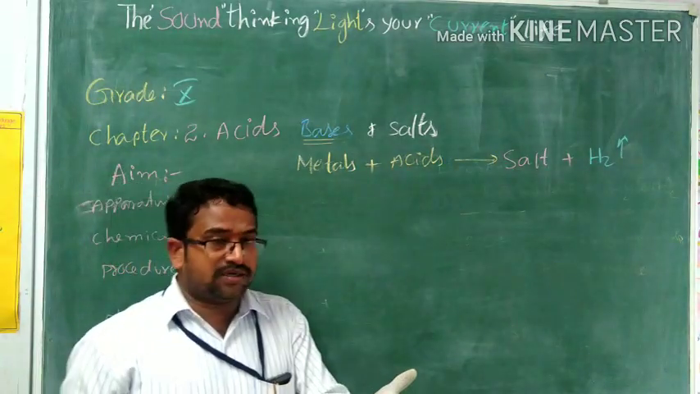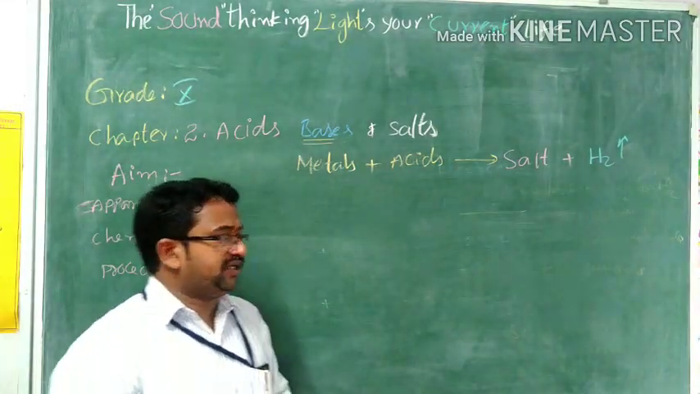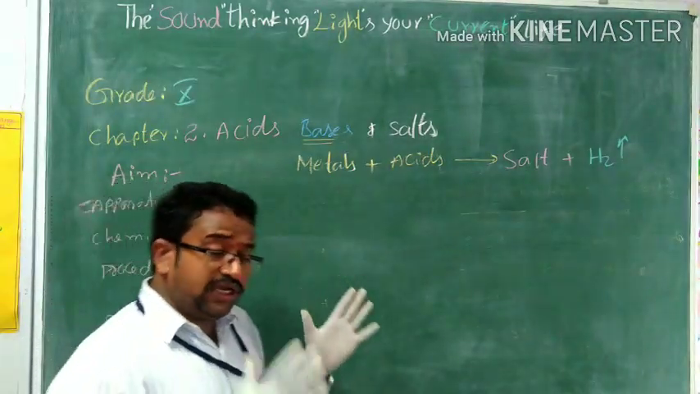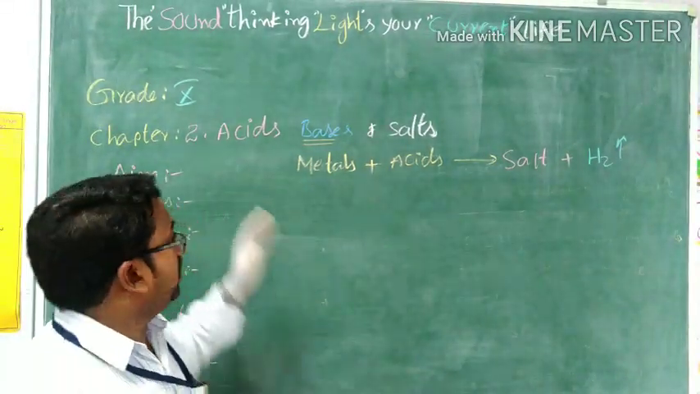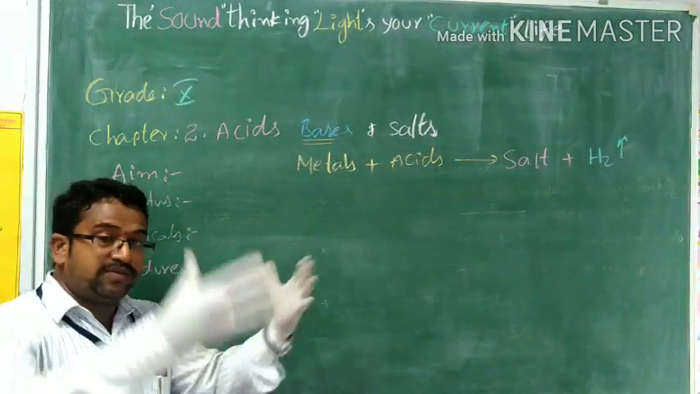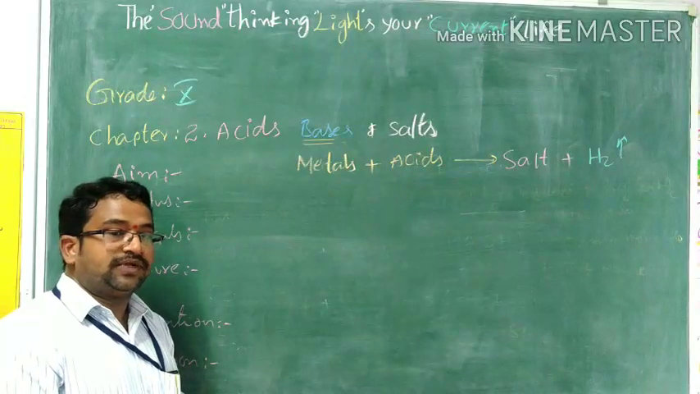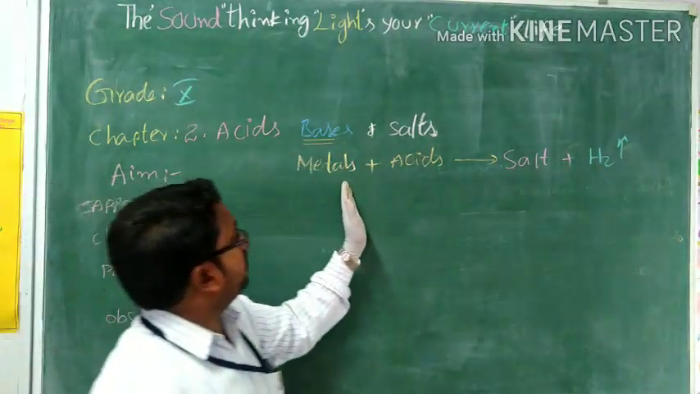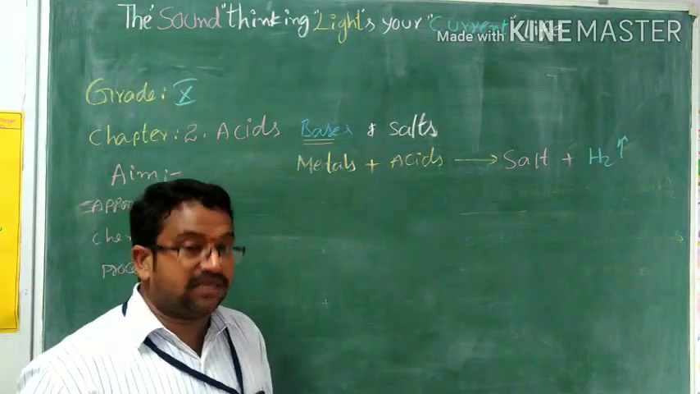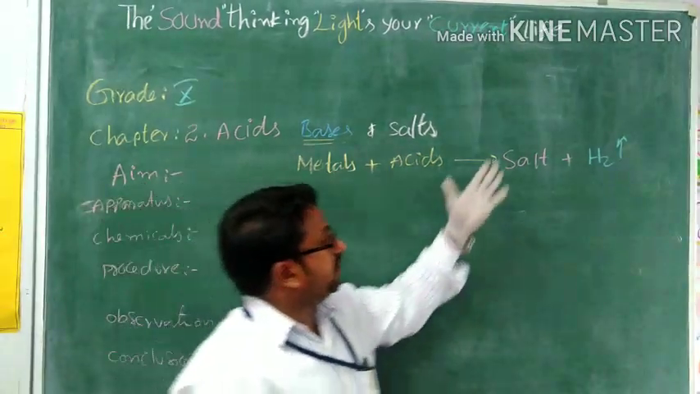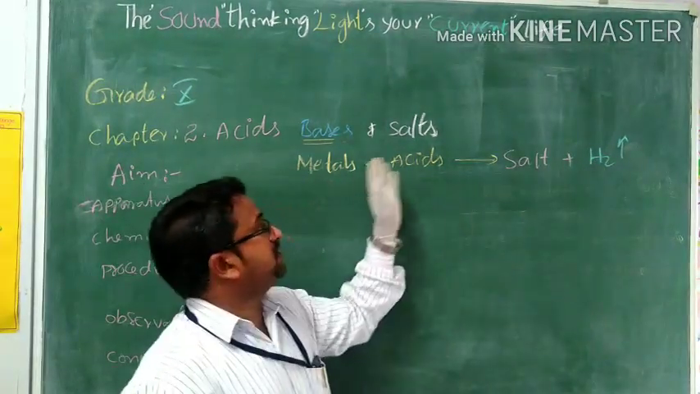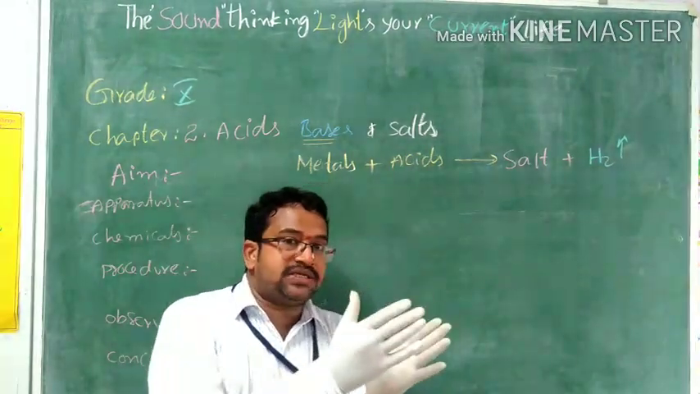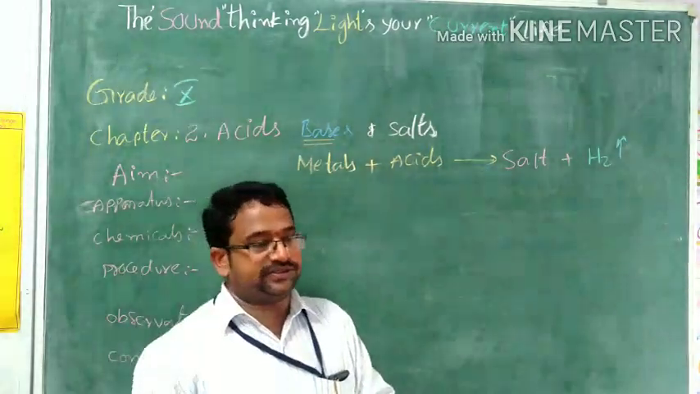Now, if it comes for 4 marks as an activity, any activity, what is the first thing? Aim. What is our aim? The aim is there in the question itself. What is the question? What happens when metals react with acids? Or the question is: show that hydrogen gas is evolved when the metals are reacting with acids. Based on the question, our aim will change.